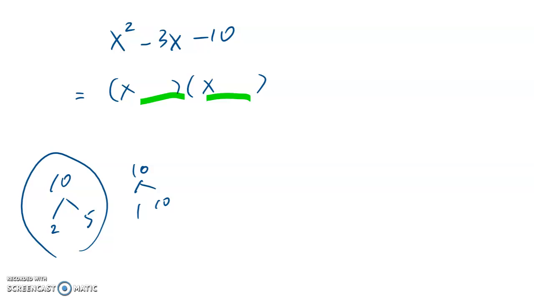Okay, so since the two numbers multiply to be negative 10, that means one number is positive, one number is negative, right? So for the 2 and 5, which one is positive and which one is negative so that they add up to be -3? It seems like the 2 needs to be positive and the 5 needs to be negative so that they add up to be -3, right? So it's +2 and -5. And that's the result of the factoring.